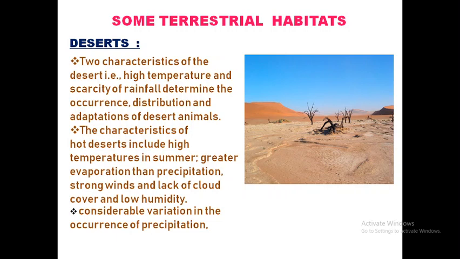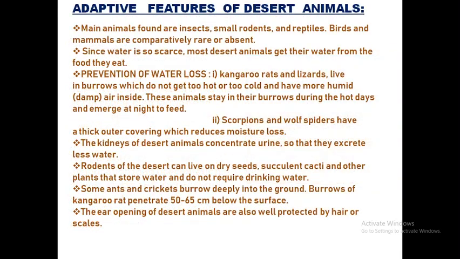The second is cloud cover. If there is cloud cover, there would be shadow, but in the desert we are not able to see that type of environment, and humidity is very low. Also, considerable variation in the occurrence of precipitation is seen. That means there is no consistency of precipitation in the desert. So these are the features of the desert.